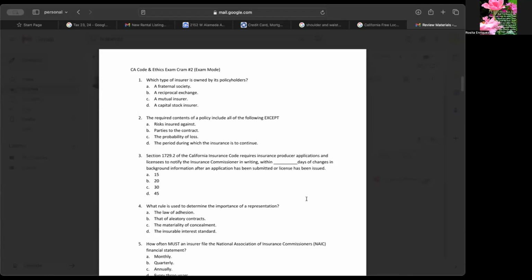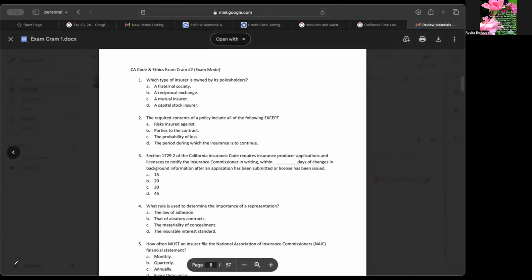We will go over the next exam cram number 2. This is the California Code and Ethics section. So we will study and I will give you the answers as we go. Number 1.